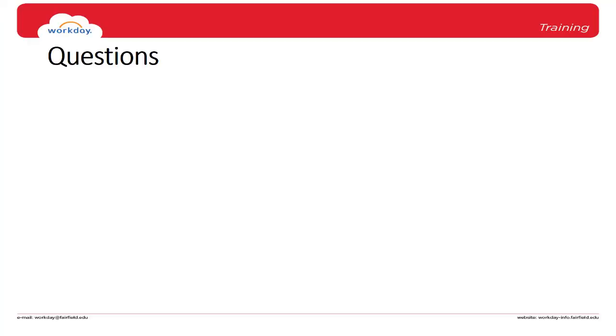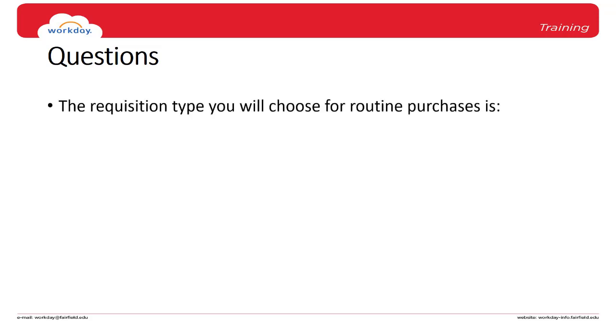I've talked about how to create and submit purchase requisitions, what to do if Workday displays an error message, how to locate and edit requisitions, and how to check the approval status of a requisition request in progress. Now I'm going to ask you a few questions to help you remember the information. Question 1. The requisition type you will choose for routine purchases is A, B, or C.